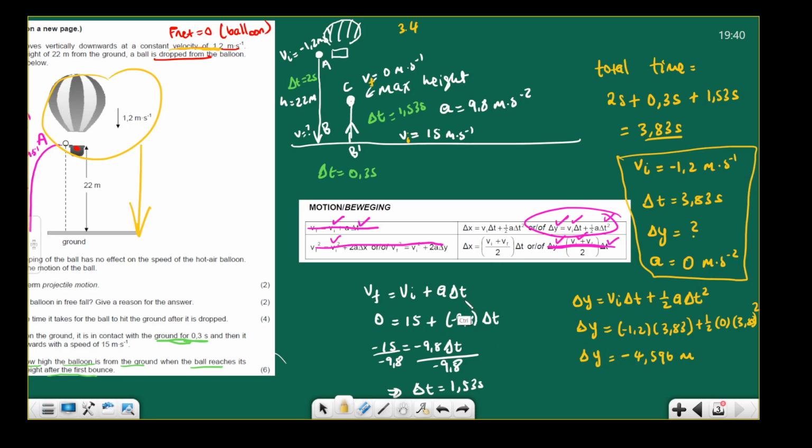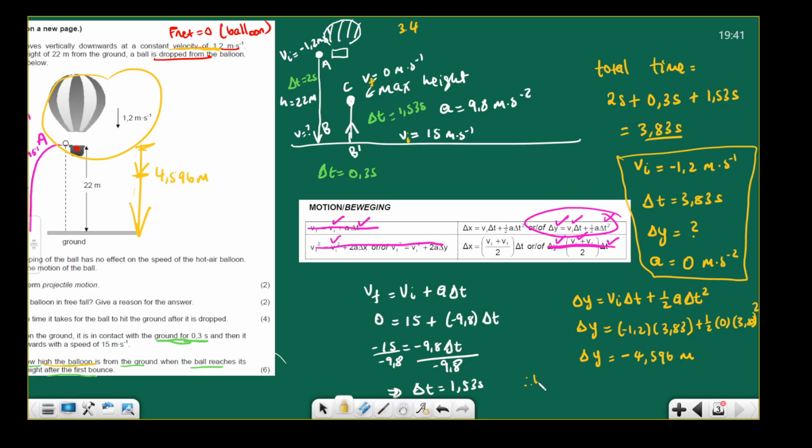It has gone down how many meters? It has gone down 4.596 meters, which could be maybe this small distance here, you see. So for us to find how high the balloon is from the ground, we have to say the 22 meters minus the 4.596, then it will give us this small portion, which is how high is the balloon from the ground.